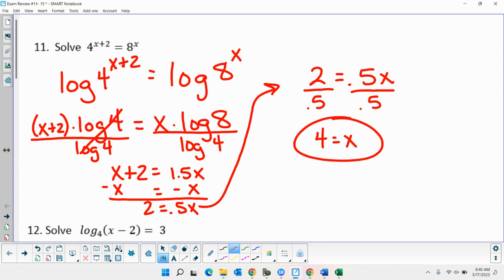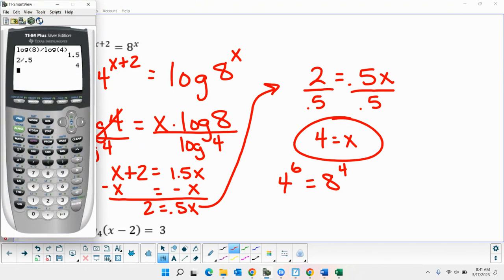So what we're saying is, if x is 4, what's 4 plus 2? Thanks. You guys are all over today. And those are supposed to be equal. Let's see in the calculator just to check. 4 to the 6th and 8 to the 4th. Yep. So 4 is the correct answer.